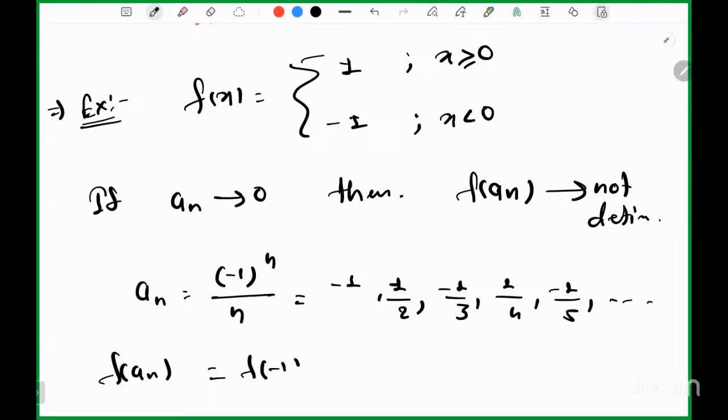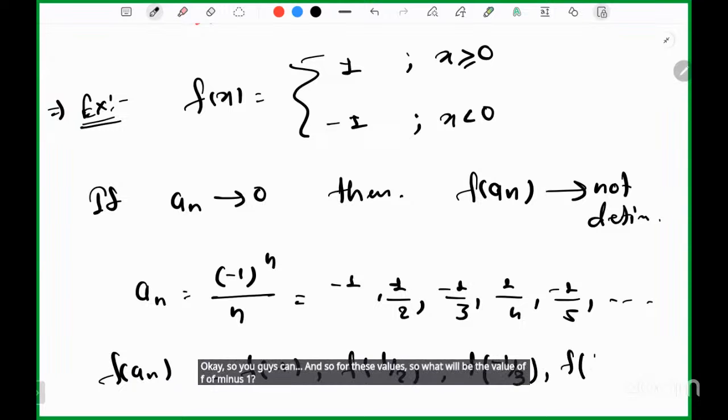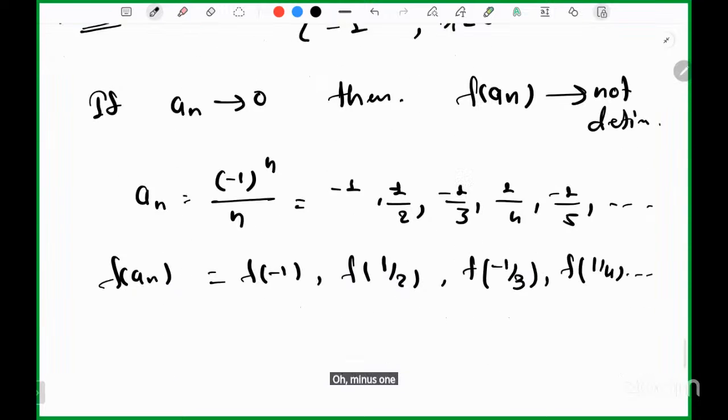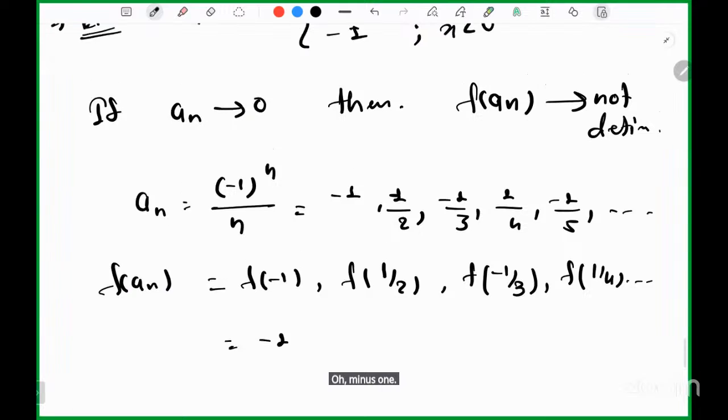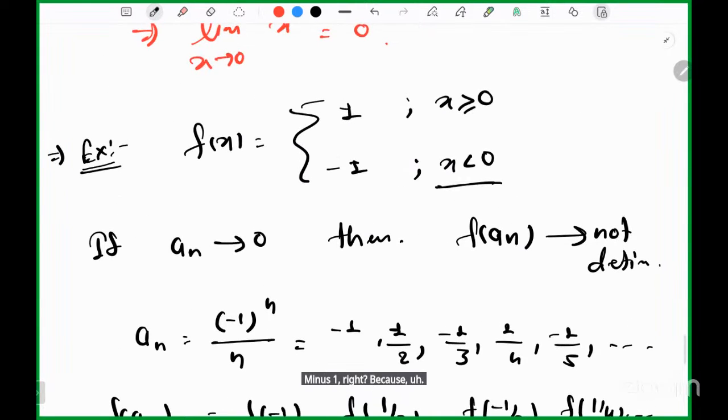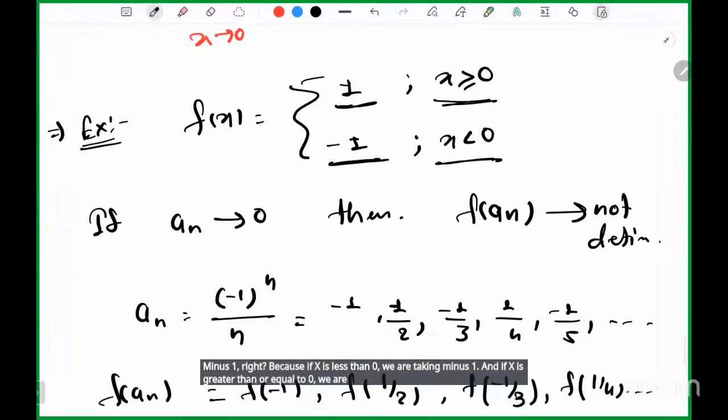Okay, so you guys can answer for these values. What will be the value of f of -1? -1, right? Because if x is less than 0, we are taking -1, and if x is greater than or equal to 0, we are taking 1. So this is -1.